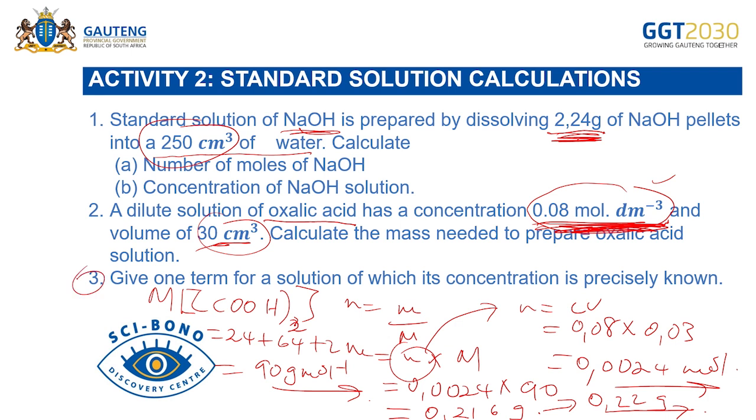Number 3, give one term for a solution of which its concentration is precisely known, or exactly known. So the name will be a standard solution. Standard solution is a solution of known concentration. So that solution, we call it a standard solution. So these were stoichiometric calculations based on standard solution.